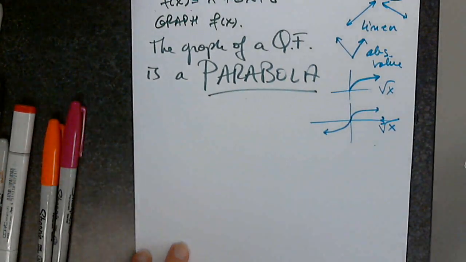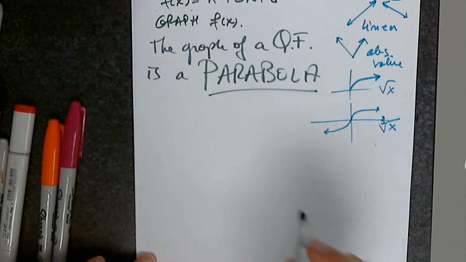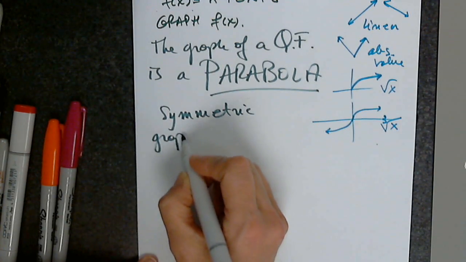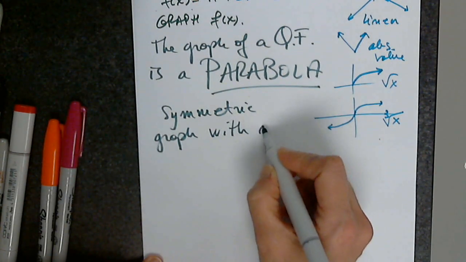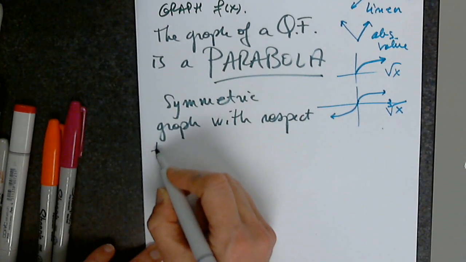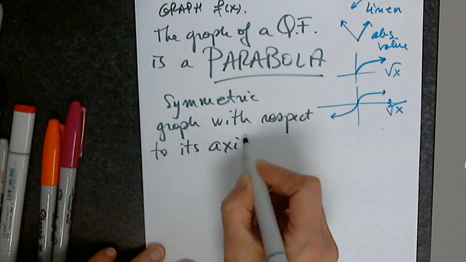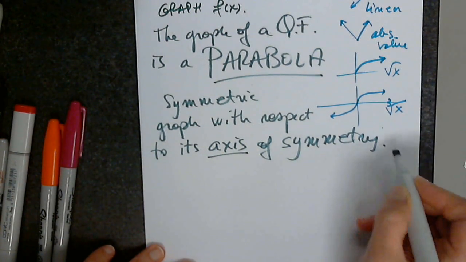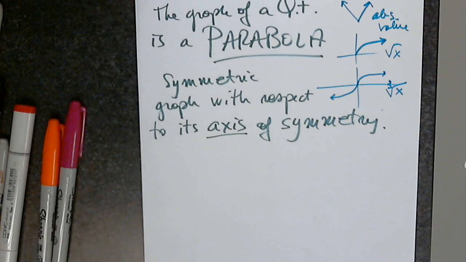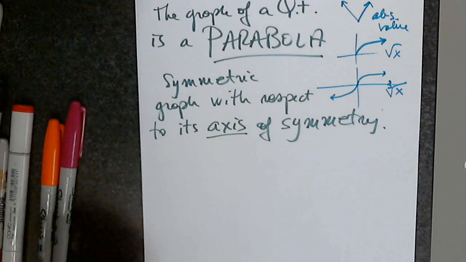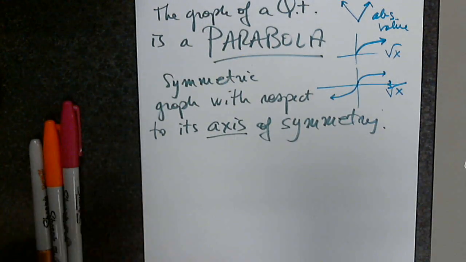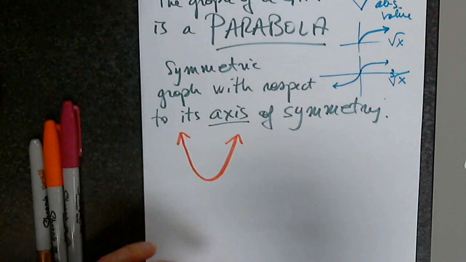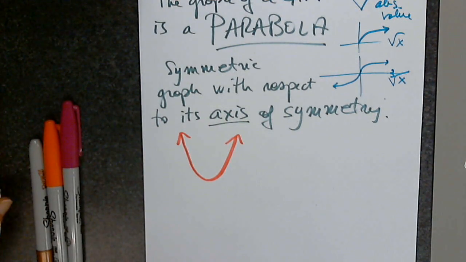The parabola is a symmetric graph, symmetric with respect to its axis of symmetry. How does a parabola look like? Here's how it looks like. It can open upwards, or it can open downwards.